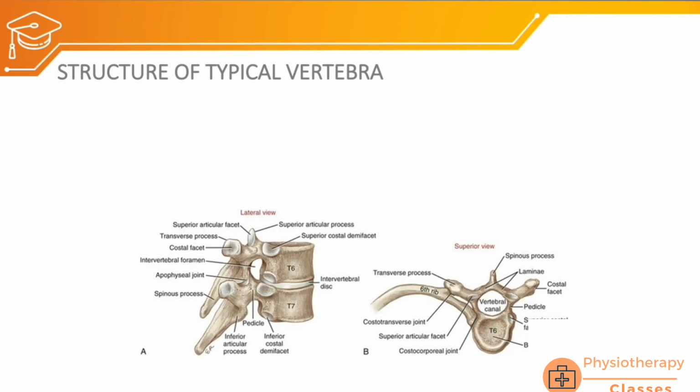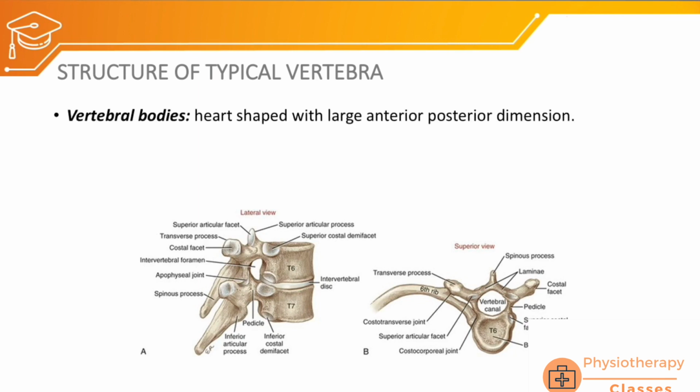Similar to the cervical vertebrae, the thoracic vertebrae have typical and atypical vertebrae. For the typical vertebrae, the features are the same for T2, T3, T4, T5, T6, T7 and T8. So T2 to T8 are similar. What are the features that are similar for a typical vertebra?